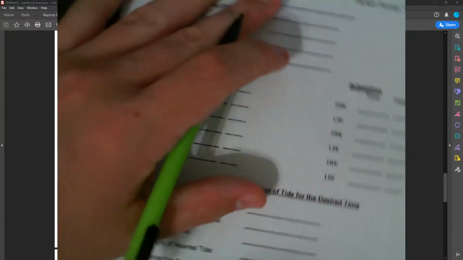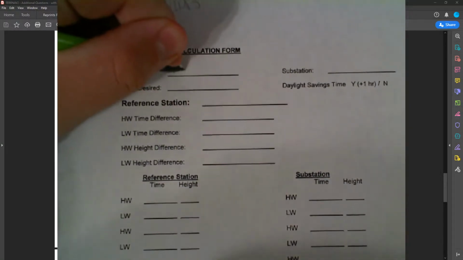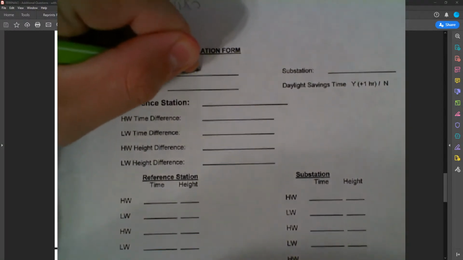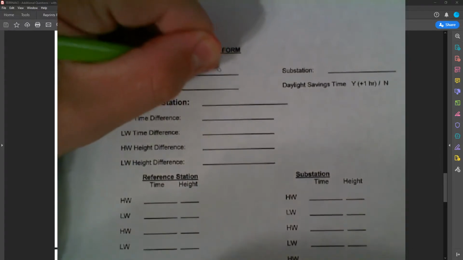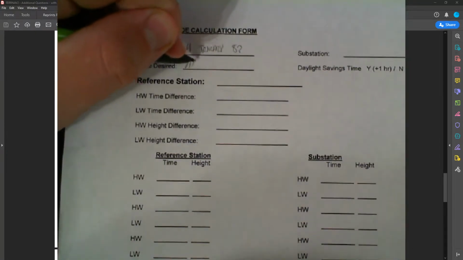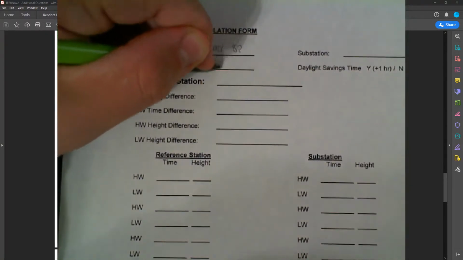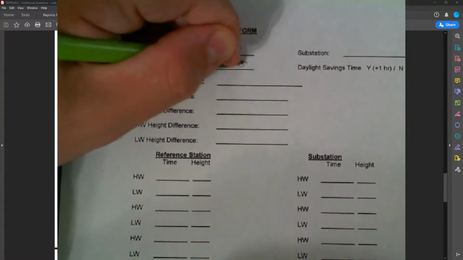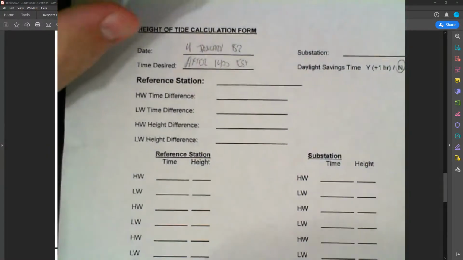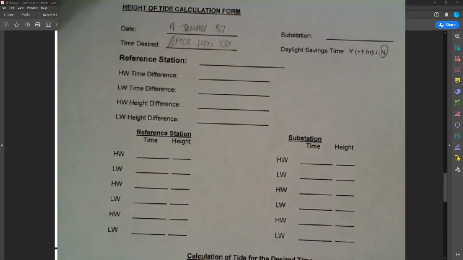So, I bring up my paper. The date is 4 January 83, just like every other problem. The time desired is after 1400 EST. This is not daylight savings time. Okay, now that we know that, and the ZD checks out, I'm going to go down to the bottom.